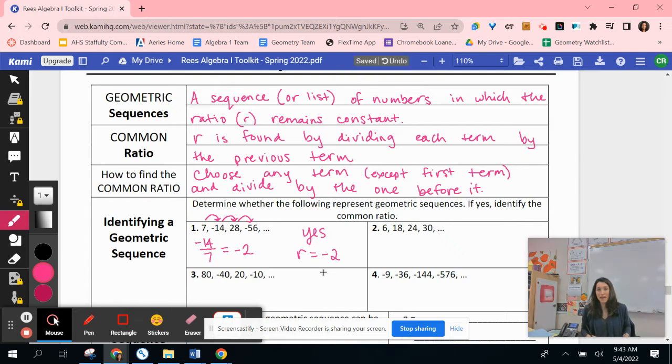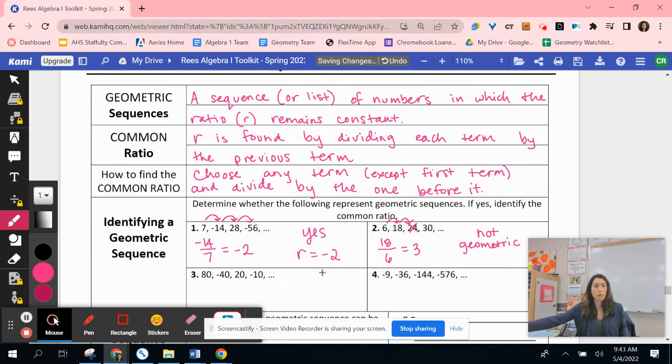Okay. In our next sequence, I'm going to take my first number, 18, divided by the number in front of it, 6. When I do that, we get 3. Now I just need to check, is everything multiplying by 3 to get the next number? So 6 times 3 is 18. 18 times 3 is not 24. So this is not a geometric sequence, not geometric.